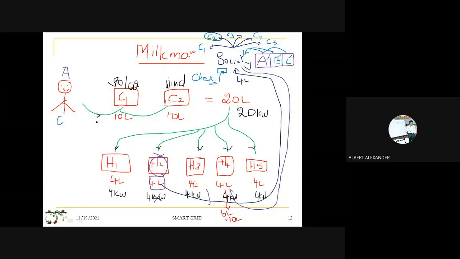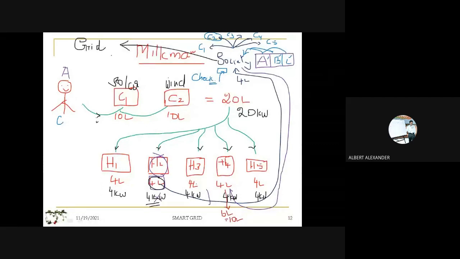Here also, if any one customer says, I don't want to waste these 4 kilowatts, what I'm going to do is give it to the society. Here the society is called my grid. Okay, here my society is called my grid.